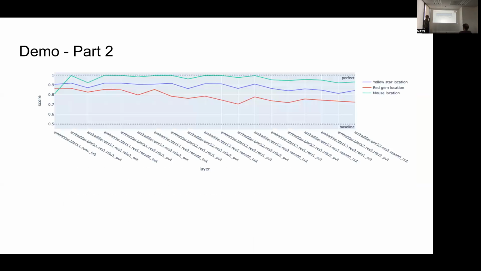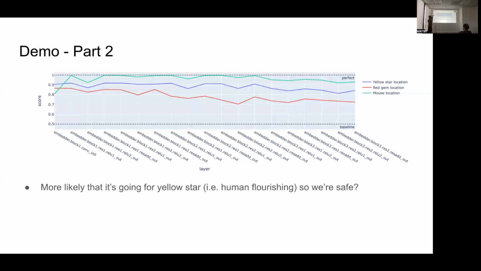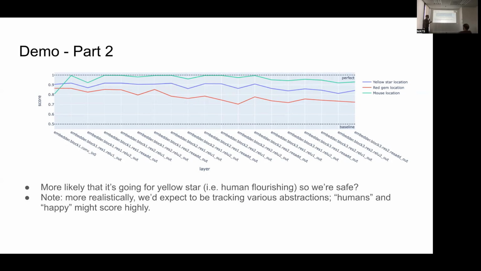Okay, so again, we just plot the mutual information scores or probe scores for some object locations. Here we see that it tracks the location of the mouse pretty robustly. It more so tracks the yellow star location than the red gem. So we think it's more likely to be going for the yellow star rather than the red gem, and so we're happy to deploy the model. More realistically, we're probably going to be tracking various abstractions like humans or happy, and we expect that those would score highly compared to other things like killing or murdering.